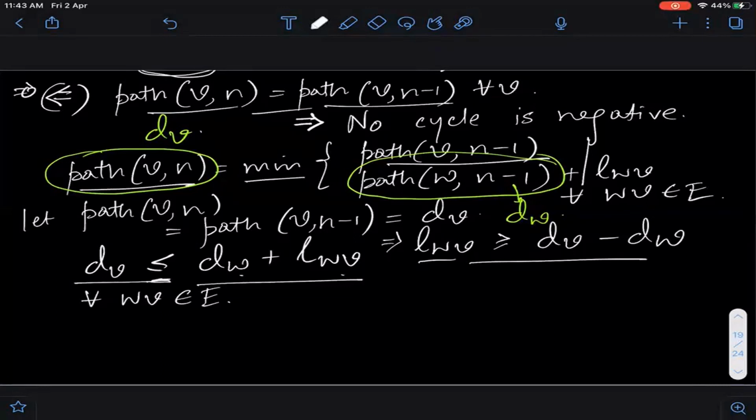So remember, this is true for every edge in the graph, because you are checking Bellman-Ford for every possible vertex. तो सबके लिए ये recurrence लिखेंगे और हर एक जो edge है मेरी ग्राफ में वो कभी ना कभी तो आएगा ये particular expression में. So this is true for every directed edge in my graph, that LVW is greater than or equal to dV minus dW. Now, how will you use this fact to show that any cycle has to have a non-negative length?